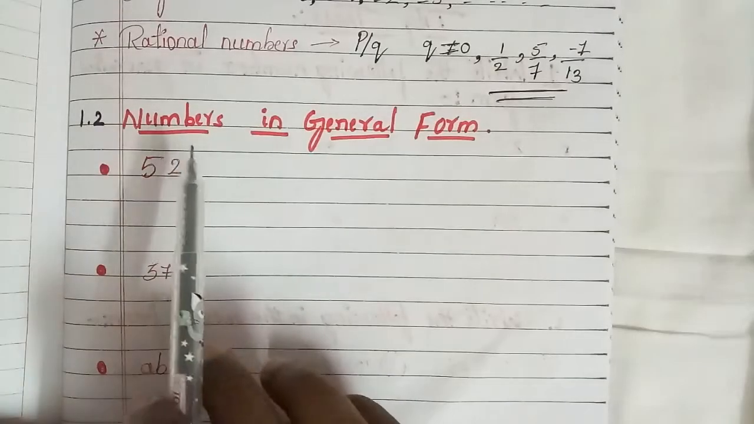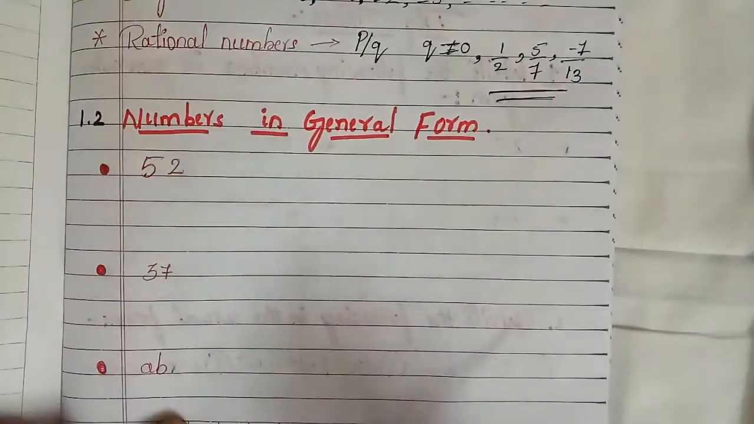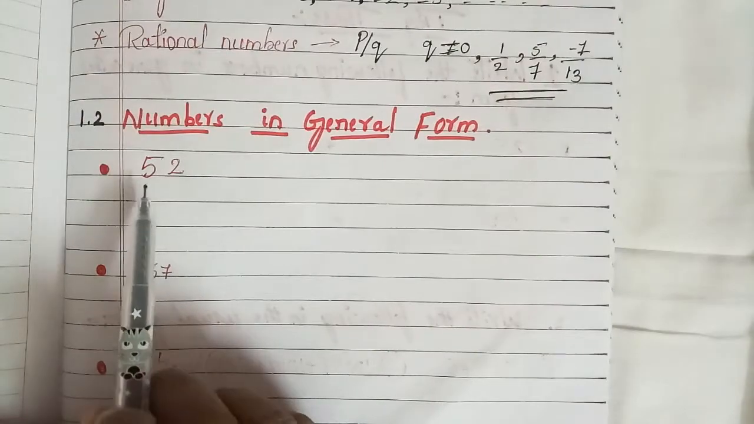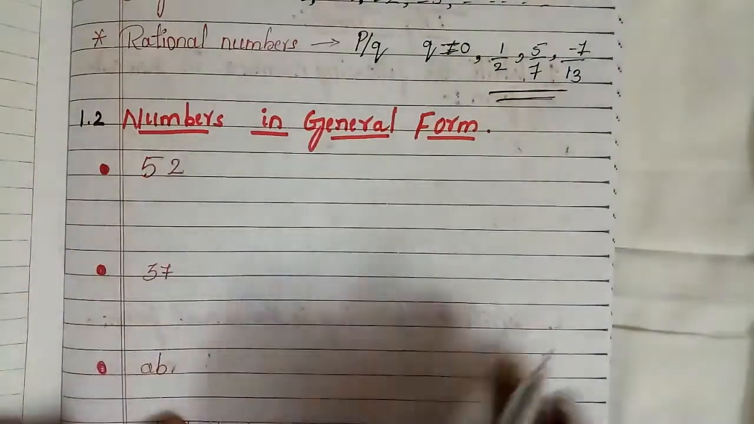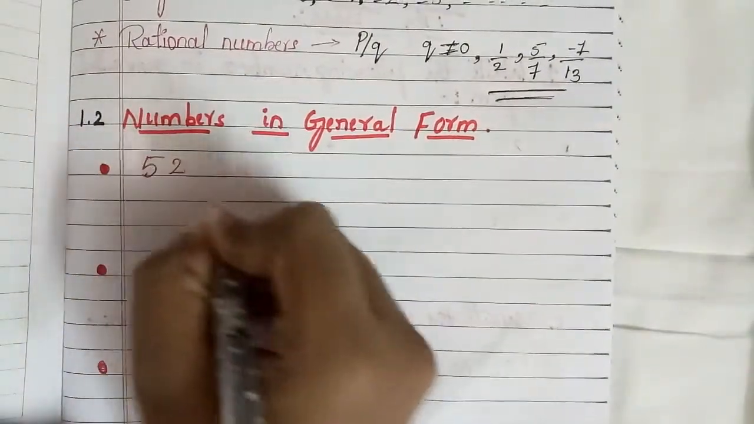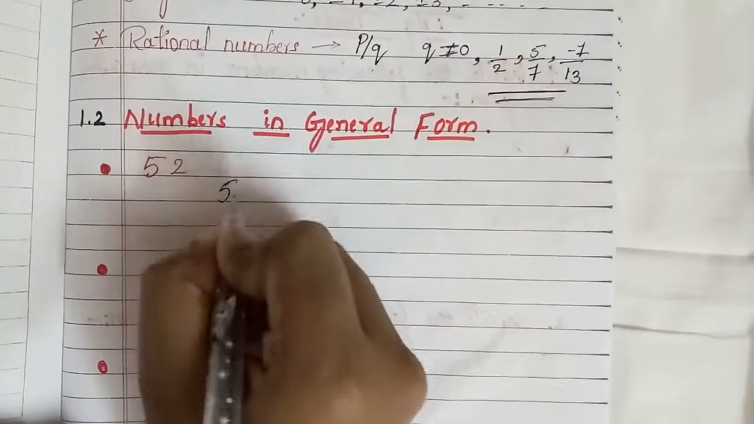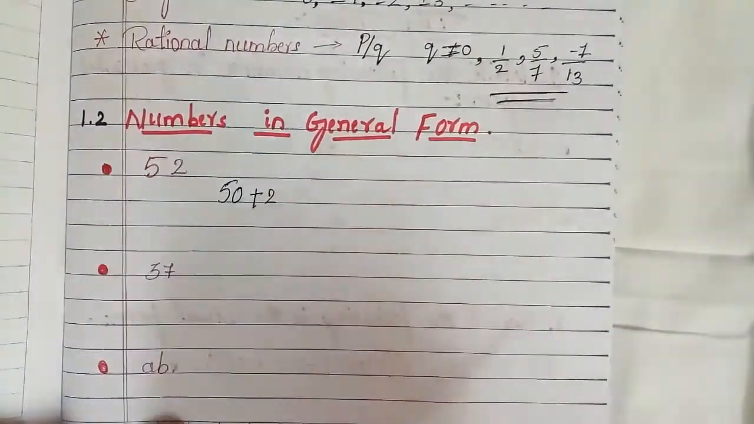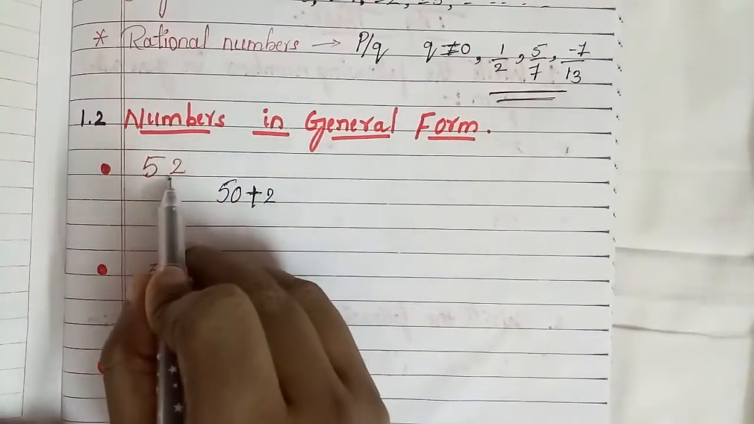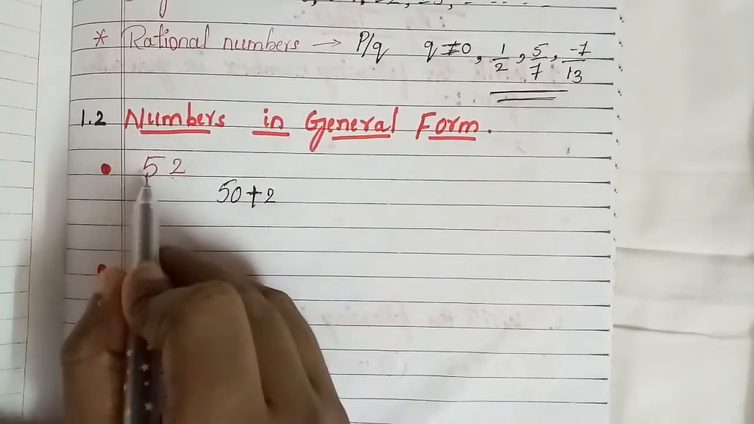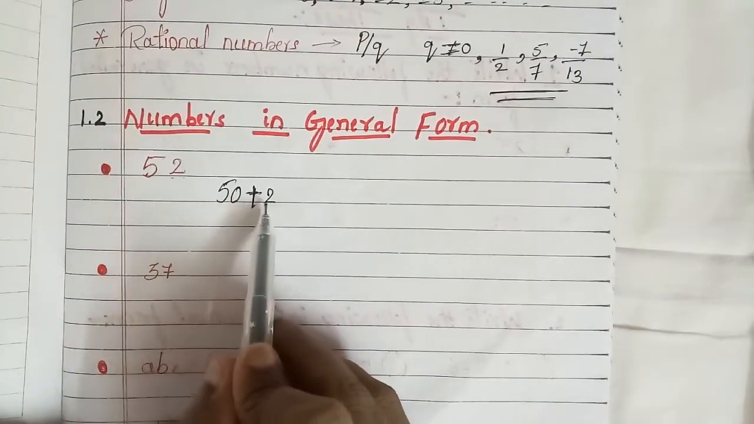Now we come to the main topic of this chapter: numbers in general form. This number is in usual form. We make this usual form into a general form. See here, I will take 52, expanded: 50 plus 2 is equal to 52. Here 2 is the unit place and 5 is the tens place. That's why I take 50 plus 2.